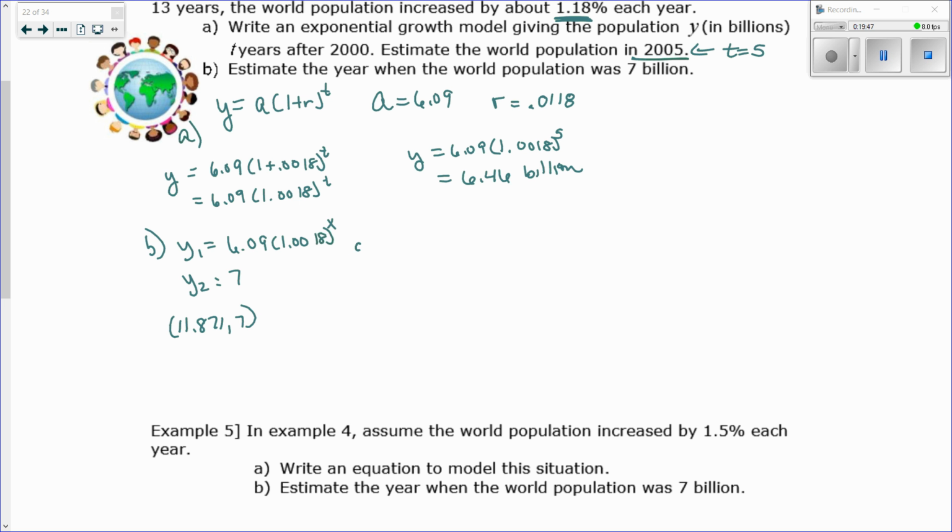Or use the table feature. We have to start looking in the y column for something close to 7. So I put that into my calculator, and when I look at this, year 6, I have 6.53 billion. Year 7, I have 6.61 billion. 8, 6.68, 9, 6.78.